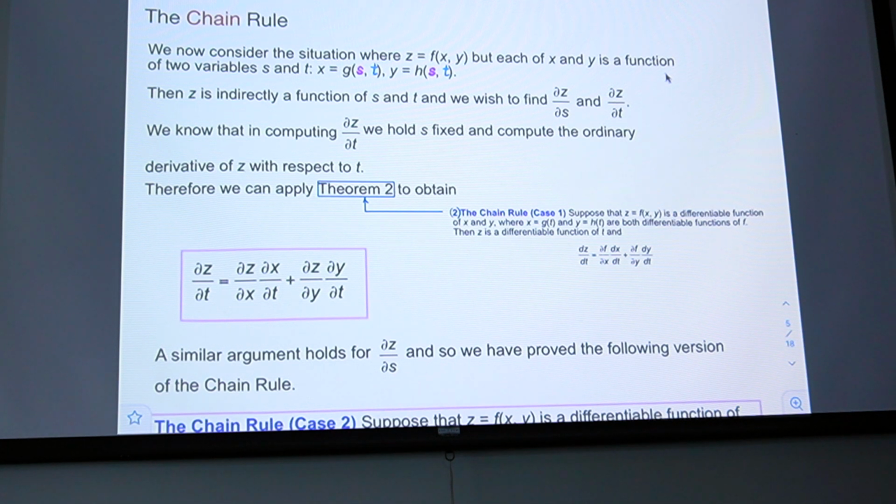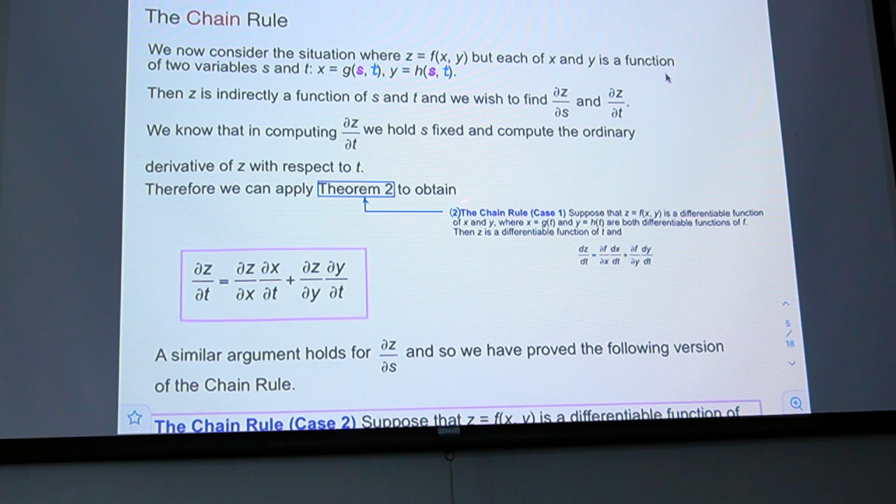So we try to find the partial derivative of z with respect to s, and we also try to find the partial derivative of z with respect to t. So how do we do that? In computing the partial of z with respect to t, we hold the s fixed, right? If you find the partial derivative with respect to t, you hold the other variable fixed, and then compute the ordinary derivative of z with respect to t.